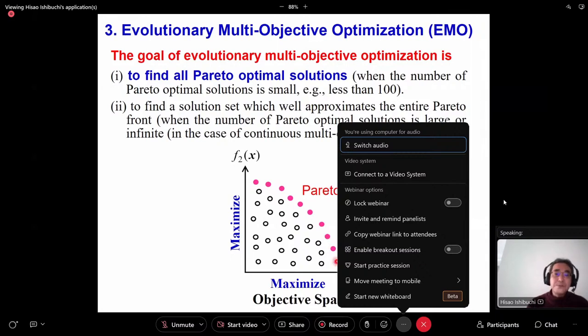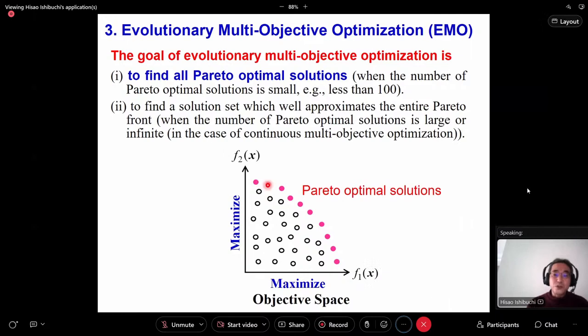Then in this case, the goal of evolutionary multi-objective optimization is to find a solution set which will approximate the entire Pareto front. So if the problem is continuous, we have a trade-off surface. Then the goal of evolutionary multi-objective optimization is to find a set of solutions in order to approximate this entire Pareto front.